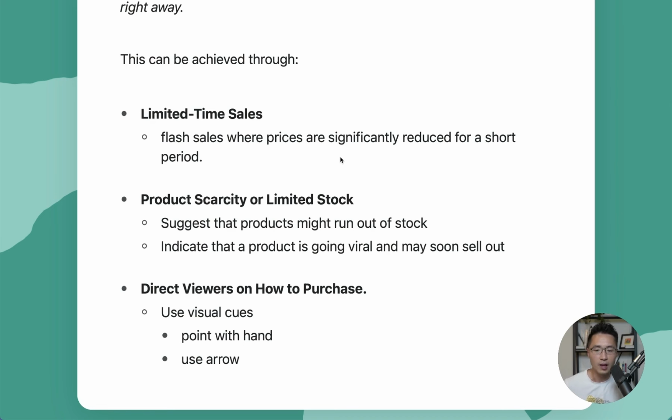You see that a lot definitely on TikTok. And you can also try to suggest that the products might run out of stock, so that could give the viewers a sense of scarcity. You can indicate that the product is going viral and may soon sell out. And a very effective way to direct your viewers to purchase the product is to just use visual cues. You could point to the product link with your hand, or you could use an arrow to direct the viewer's attention on exactly how to purchase.